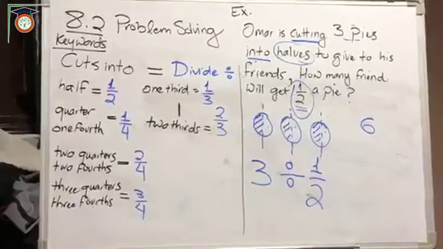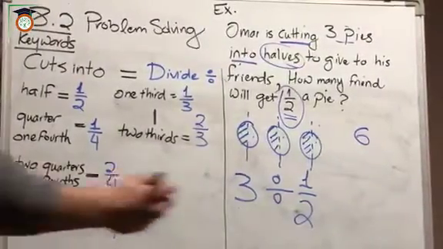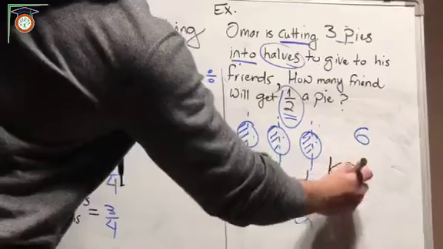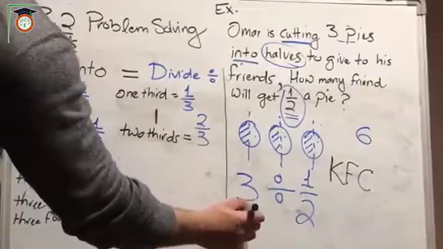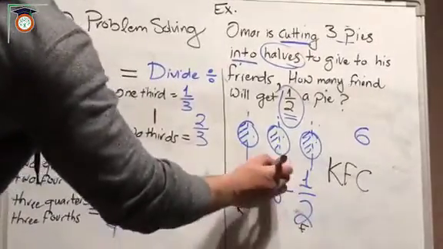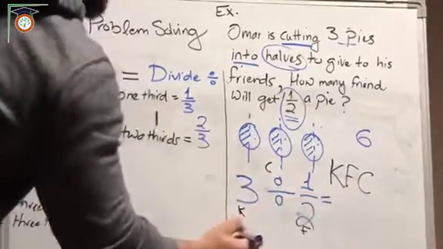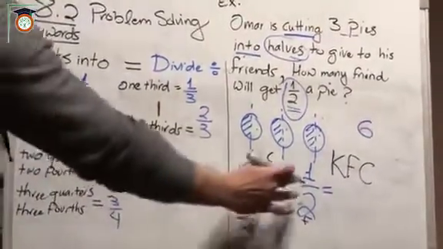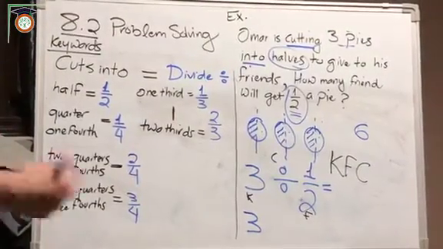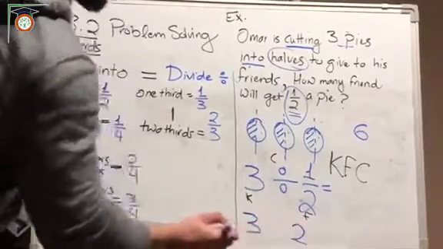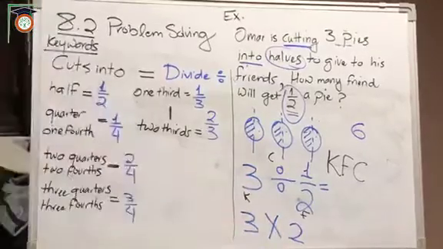Using what I learned before, I have a whole number divided by a fraction. That means I'm going to use KFC: keep, flip, change. I'm going to keep this number as it is, flip this number, and change the sign. So I have 3 here. 1/2 flipped is 2/1. 2 divided by 1 is 2. And I'm going to change this sign into multiplication. Now it became 3 multiplied by 2.